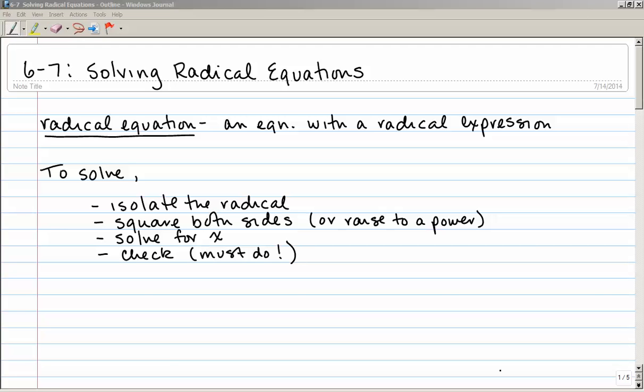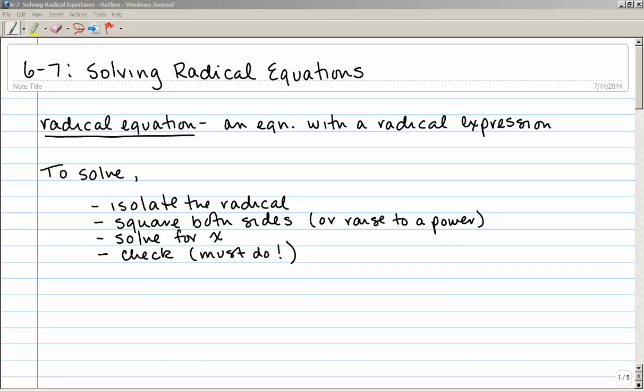Section 6-7 is on solving radical equations. And we did a little bit of this in Algebra 1, but we're going to take it a step further and deal with more than just square roots. So a radical equation is basically just an equation that has a radical expression in it. And the x is going to be underneath the square root sign, or the radical sign.